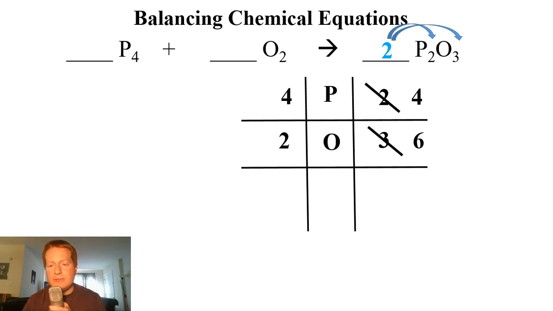So we're one step closer to balancing, right? Our P's are now balanced. And we said this is a 2-3 swap, so we can now put a 3 in front of this O2, and a 3 times a 2 will get us 6, and we're balanced because we have an equal number of P's on both sides, equal number of O's on both sides. Okay, another example of that.